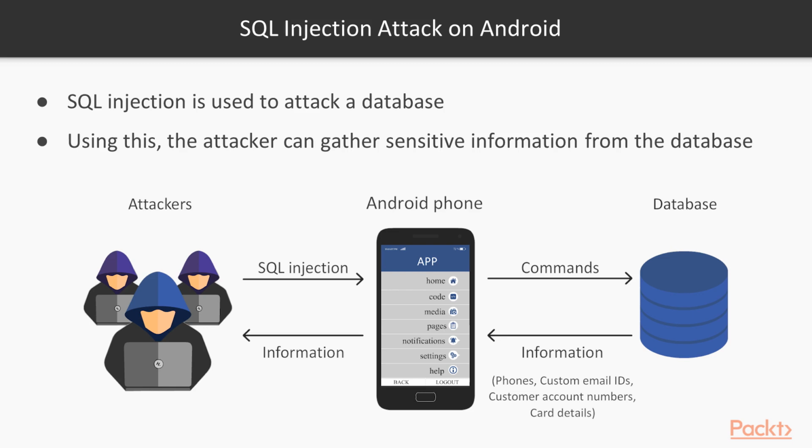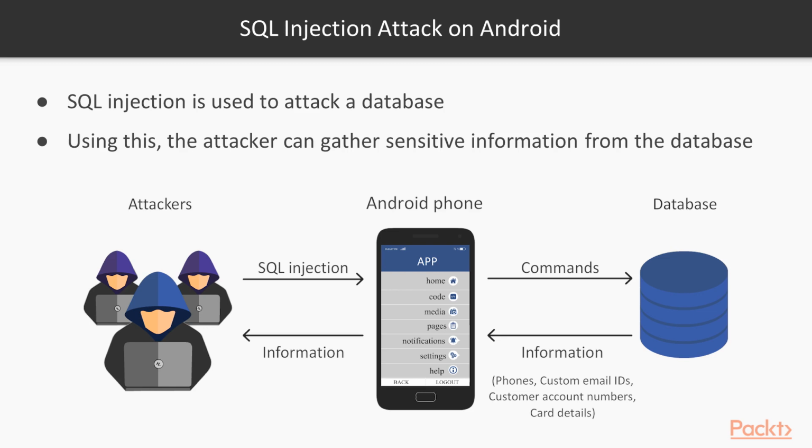What kind of information can they get? For example, customer phone numbers, customer email IDs, customer names, customer account numbers, customer card details, etc. So this kind of sensitive data can be retrieved by using an SQL injection attack. Attackers just need to bypass the security mechanism, and after that the database provides the complete info to the attacker. It means a security breach. SQL injection is also considered the number one attack available.